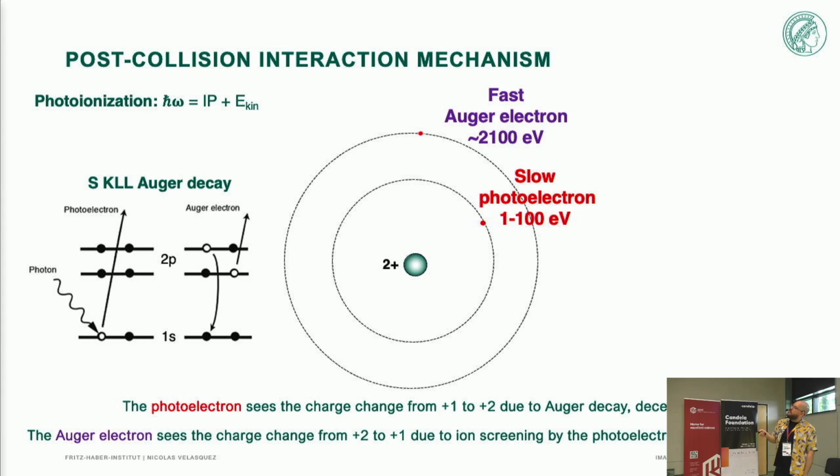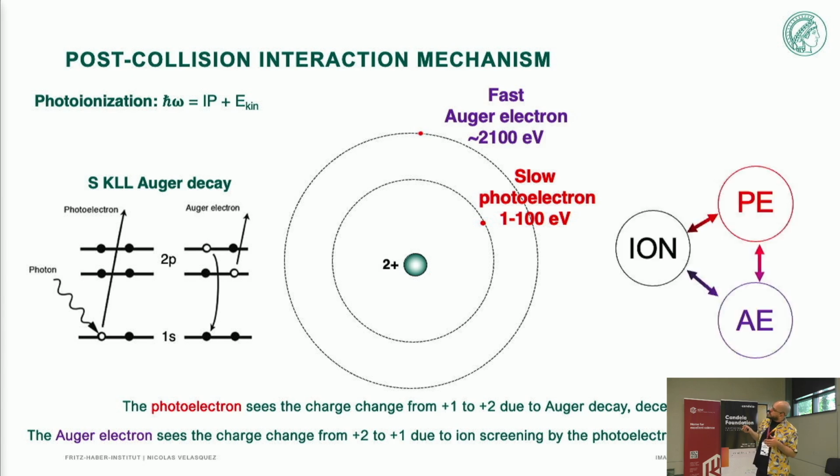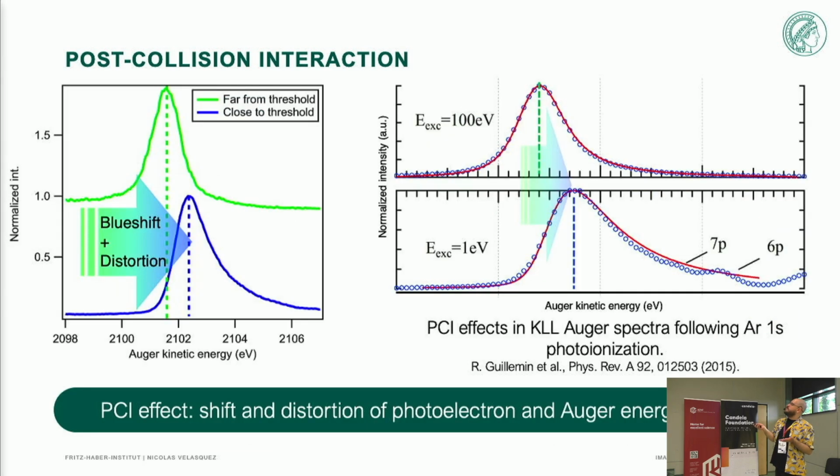Now, the short lifetime of this core hole, which is about 1 femtosecond, coupled to the high kinetic energy of the Auger electron, will translate into a strong three-body interaction between the residual ion, the photoelectron, and the Auger electron. And this will lead to PCI. And how is this PCI manifested? In Auger spectra, it will do so as a blue shift and distortion of the Auger lines.